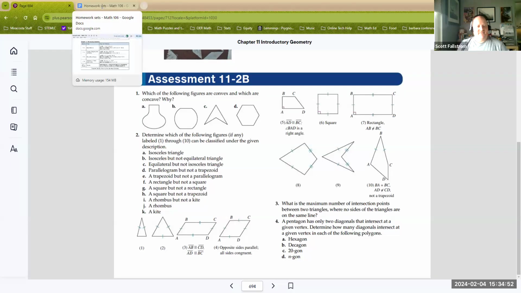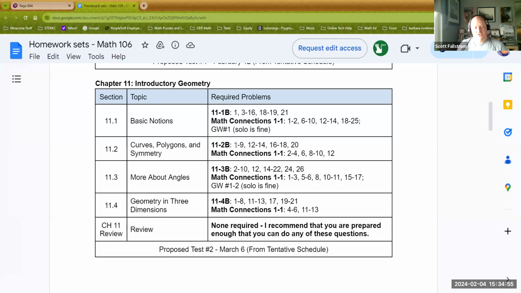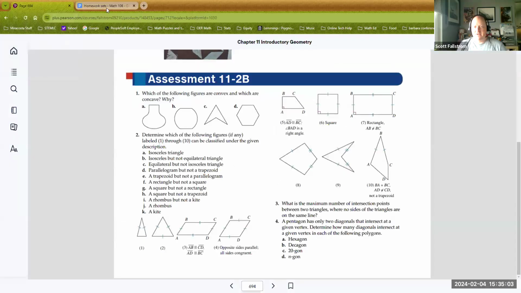Hello, classroom family. We are in section 11.2. We've got a chunk of things to do for homework: 1 through 9, 12 to 14, 16 to 18, and number 20. Let's jump in and take a look. This should all match what we've talked about in this section already.